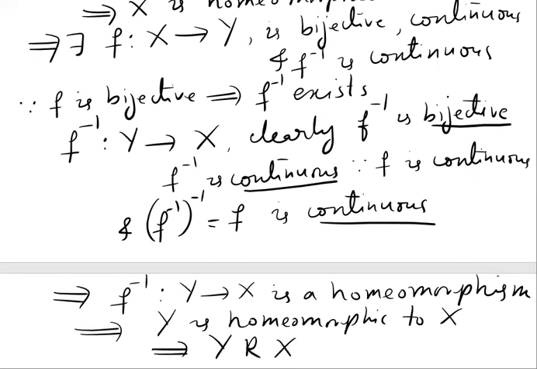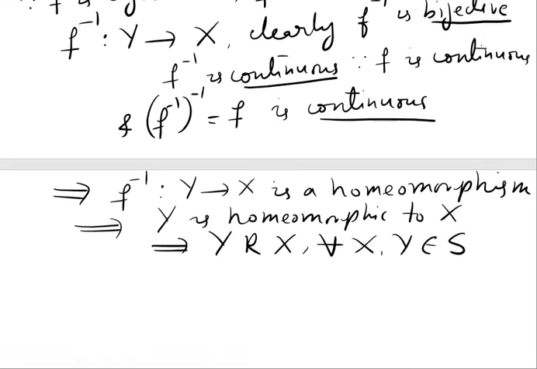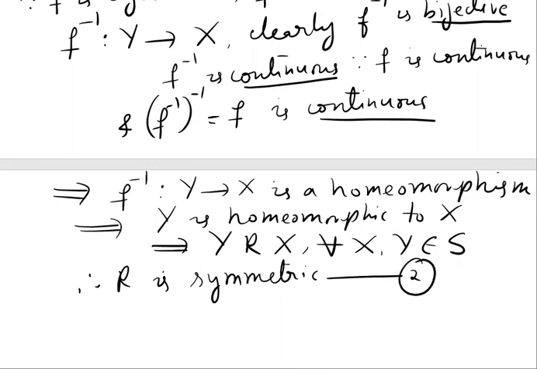So whenever X is related to Y, we got Y related to X. This happened for all x, y belonging to S. Therefore, R is symmetric. We'll call this equation 2.